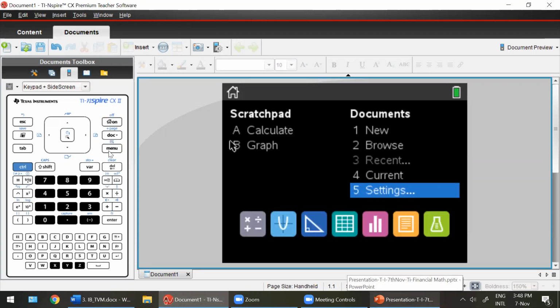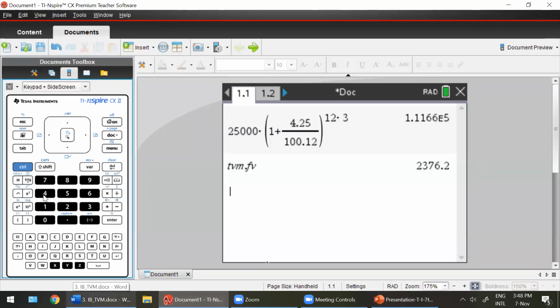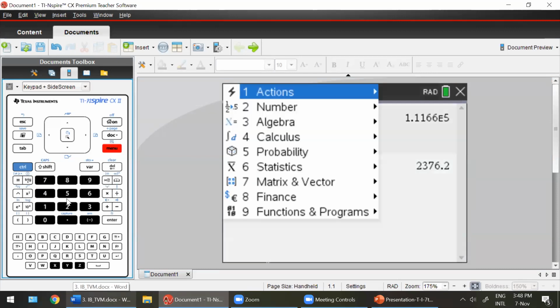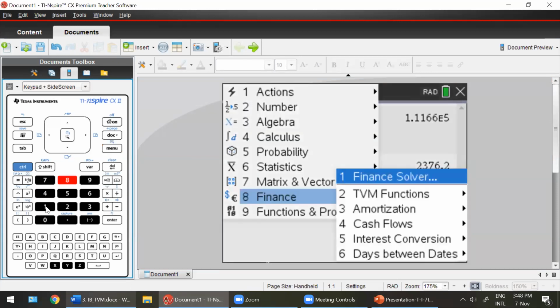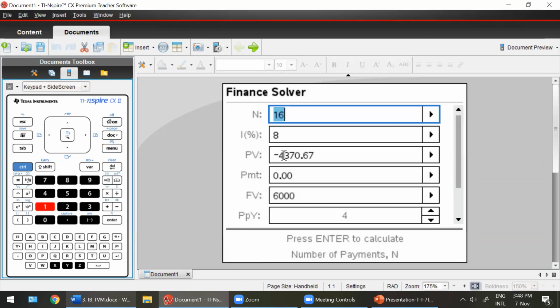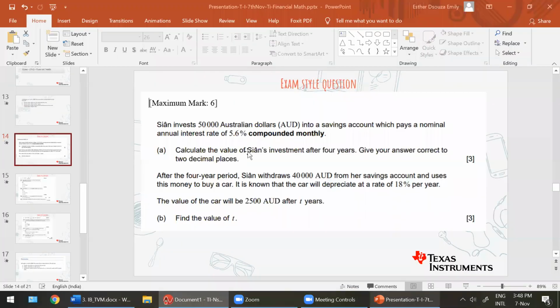Then proceed to your current slot. Press 4 if you want to go into your current document. And then you can also go into menu 81. Remember, these are the magic keys for today's class. Menu 81 for finance solver, and you have your finance variables, or your time value of money, here. So remember, the question is this.